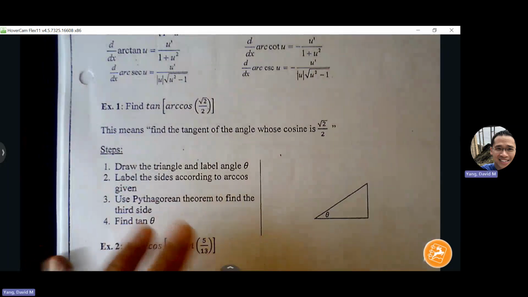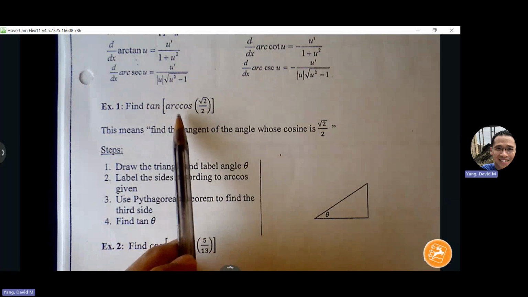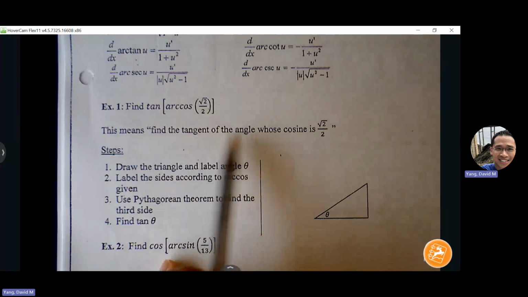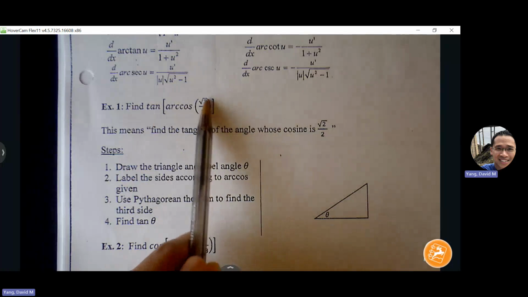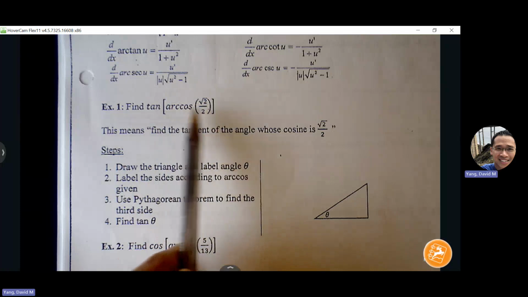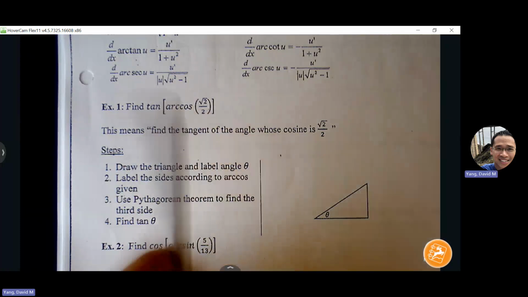Okay, let's just start with some review of working with arc trig. So what it says, find the tangent of arccosine of √2/2. This means that you want to find the tangent of the angle whose cosine is √2/2. So anytime you see this arccosine, arc trig, this is really a way of rearranging the fact that this is referring to a theta. This is referring to the theta value.